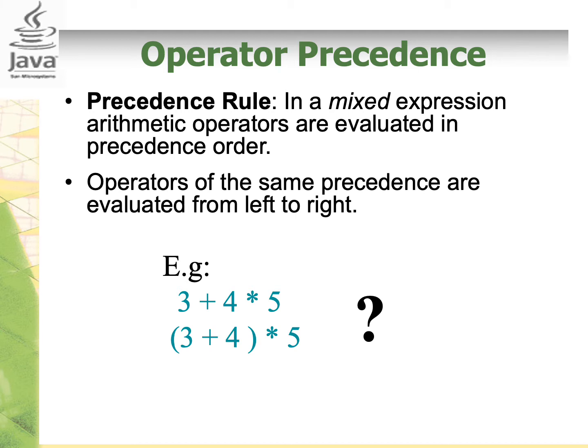Precedence rule. In a mixed expression, arithmetic operators are evaluated in precedence order. Operators of the same precedence are evaluated from left to right. For example, if we have 3 plus 4 times 5, the same as in maths, we will evaluate the multiplication, then only addition. What if we have parenthesis and multiplication? Parenthesis has higher precedence than multiplication, so it will be evaluated before multiplication.